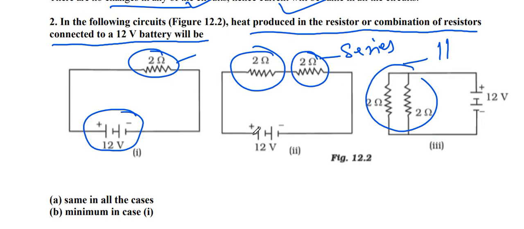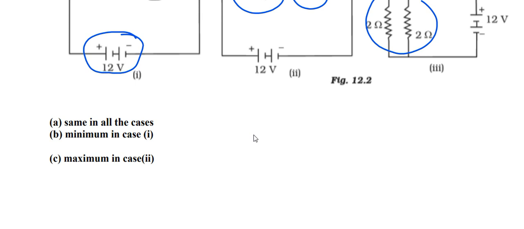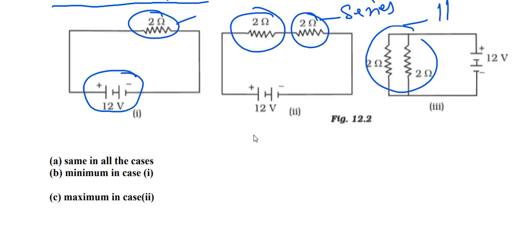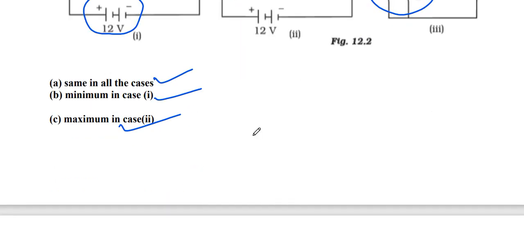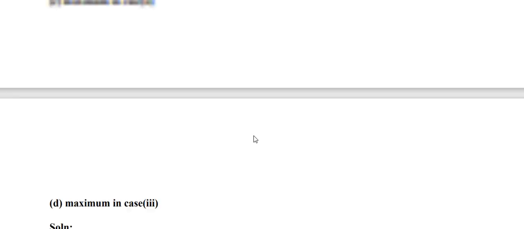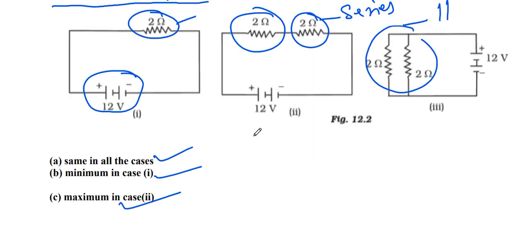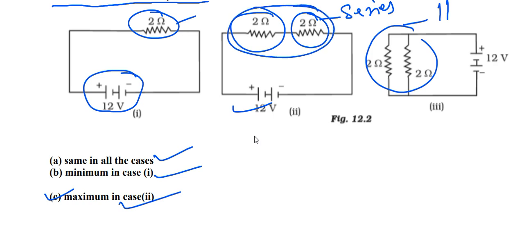Right. Now come to the options given here. In option A, same in all cases. You see minimum in case 1, maximum in case 2, and the last option we have is maximum in case 3. Here we will go with option C. In this question you see maximum in case 2. What here? The resistances connected in series.